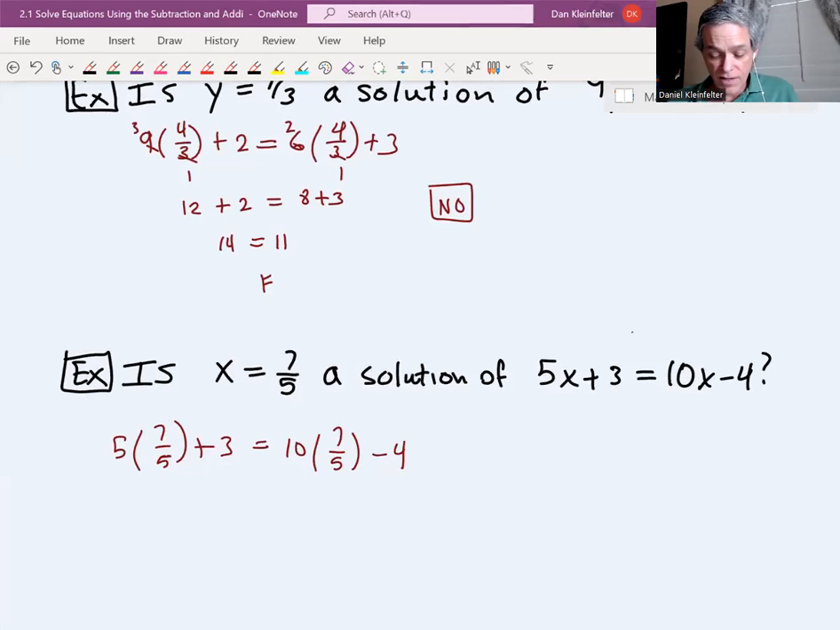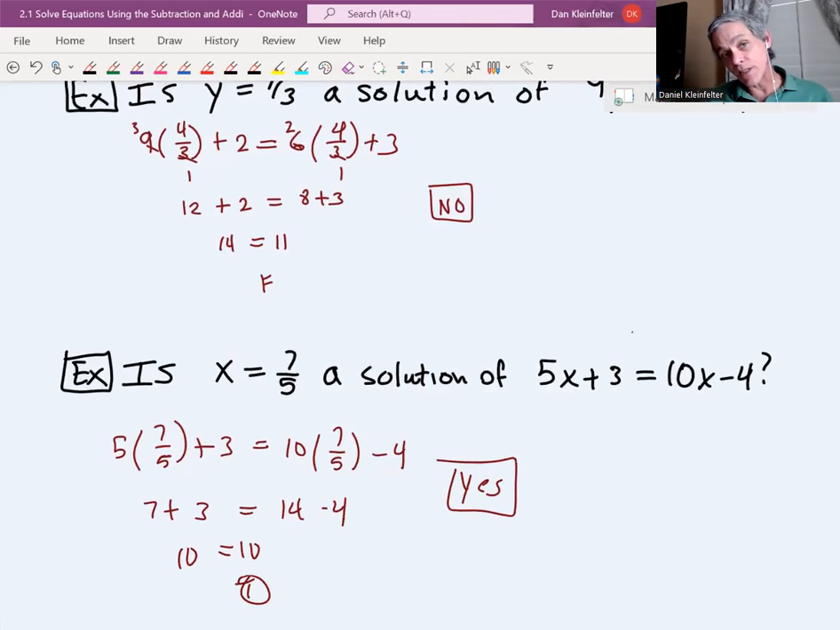Okay, so 5 times x plus 3, 10 times x minus 4. This will give us 7 plus 3 on the left, 14 minus 4 on the right. That's 10 equals 10, which is true. So the answer to this question is going to be yes. 7/5 is a solution to this equation.